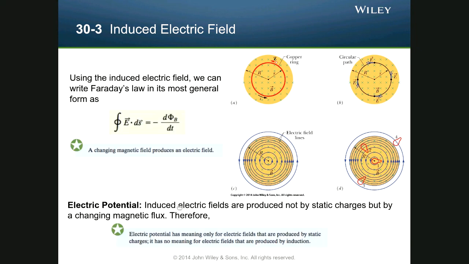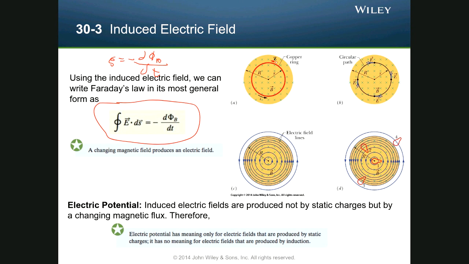So we can generalize Faraday's law, and this is generally why it's considered different from Lenz's law. In a more advanced class, you'd be introduced to Faraday's law this way, and then you would write Lenz's law as the EMF is equal to minus d phi B dt. We called Lenz's law Faraday's law and then got into it. But you'll notice here that electric potential has meaning only for fields that are produced by static charges. It has no meaning for electric fields that are produced by induction.